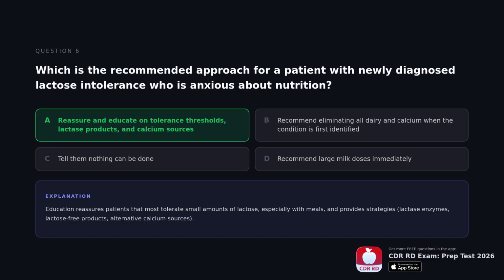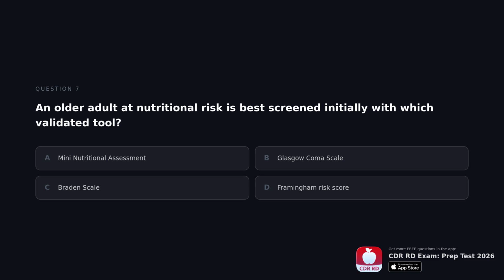alternative calcium sources. An older adult at nutritional risk is best screened initially with which validated tool? A. Mini Nutritional Assessment. B. Glasgow Coma Scale. C. Braden Scale. D. Framingham Risk Score.